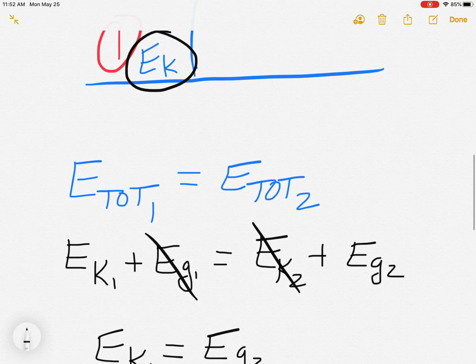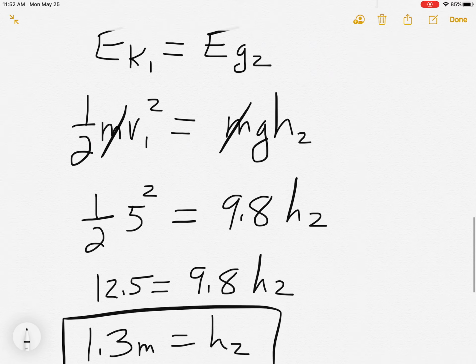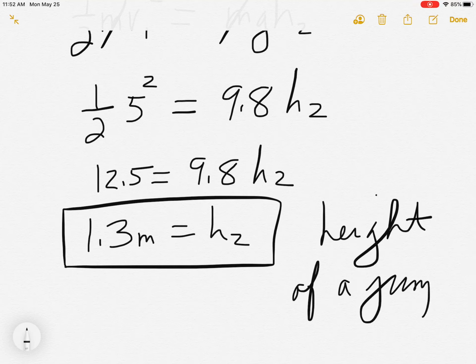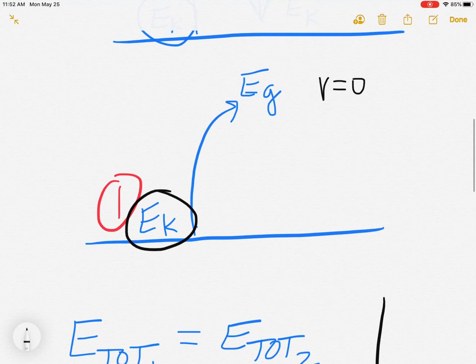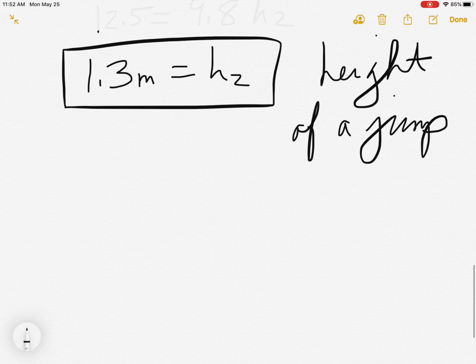So what does that mean? What is h2? Well, if you look at what we drew, it's the height you would get to when you jumped. So that's the height of your jump. h2 is the height of a jump. So you use the speed of jumping to figure out what the height of the jump would be by looking at the change in the energy from kinetic to gravitational.